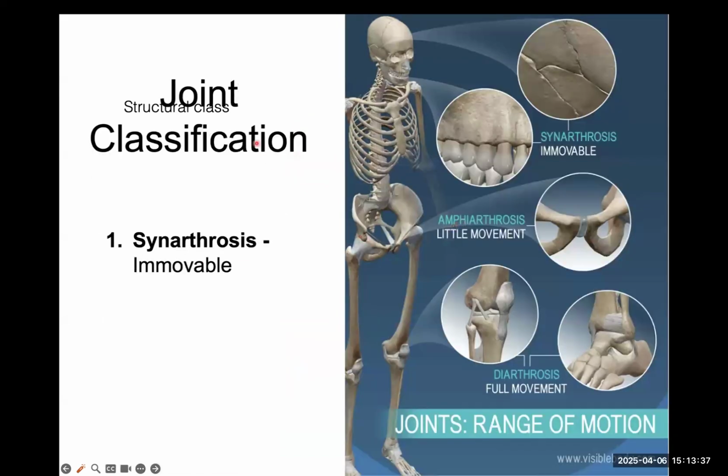Another way to describe the joints is based on movement. So do they move? Do they not move? Some of these move, some of them don't move, so they overlap with this category. So these are joint classifications. This is going to put the joints into classification based on movement. So I'm going to say movement classification.